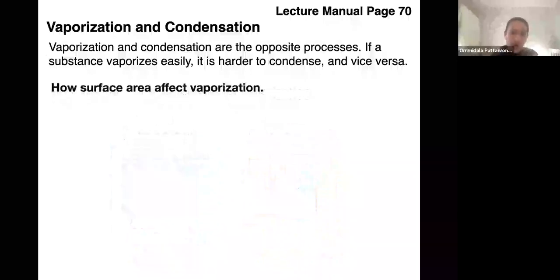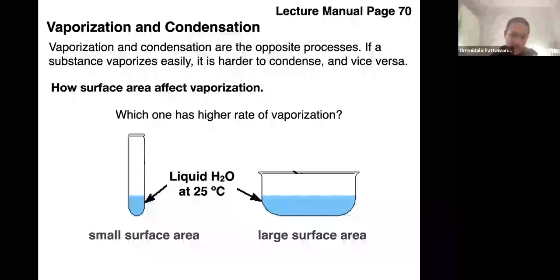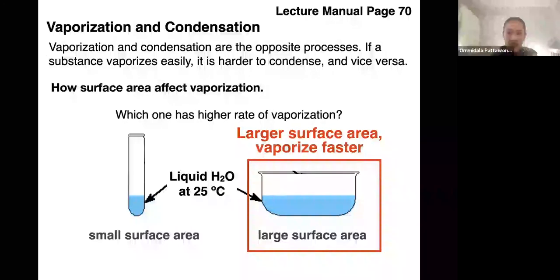The surface area also has an effect on vaporization. When you have a liquid in a smaller surface area versus a larger surface area, you will observe that the one in a larger surface area will vaporize faster. So in this case, the liquid in a vessel with a larger surface area will disappear at a faster rate than in one with a smaller surface area.